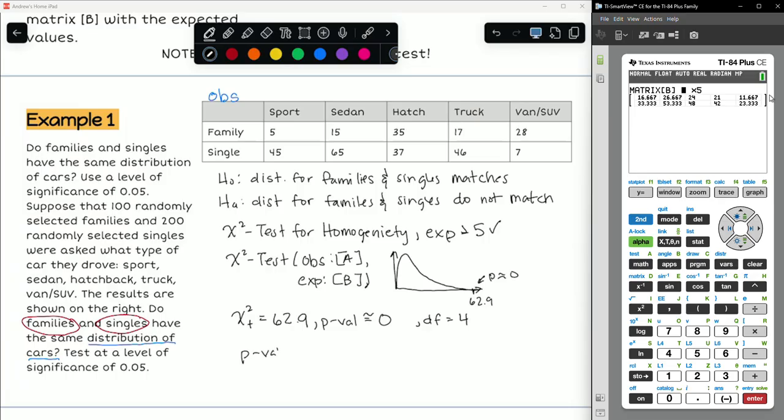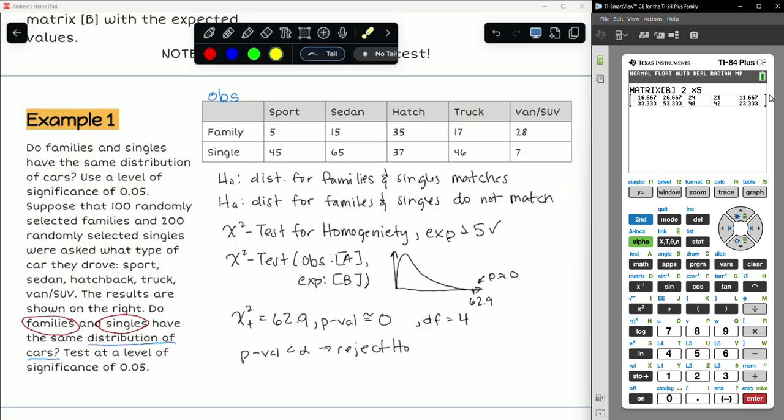And when our p-value is low, we reject H0. So because our p-value of 0 is less than our significance level of 0.05, we reject the null hypothesis. Therefore, we do have sufficient evidence to support the claim that the distribution of car types for families and singles are different. They do not have the same distribution.